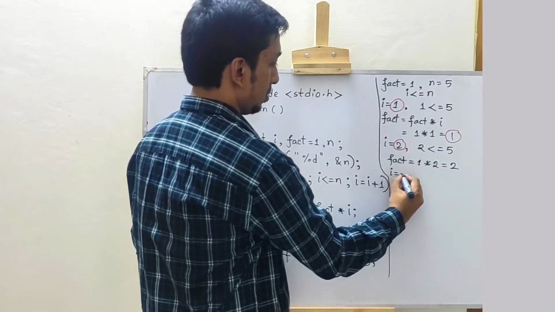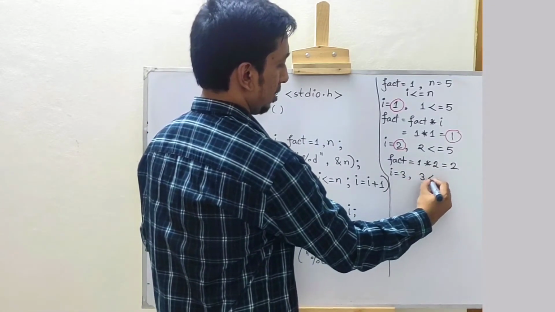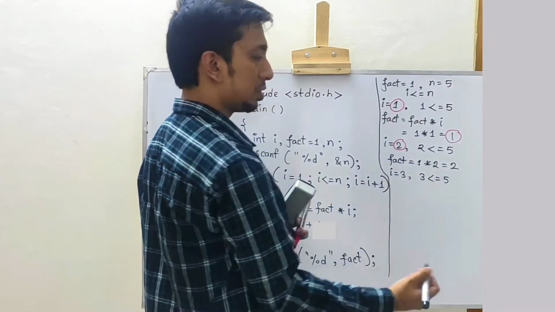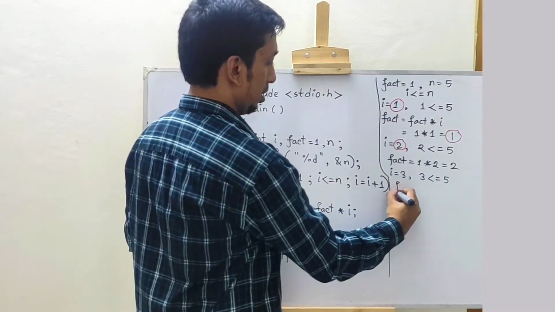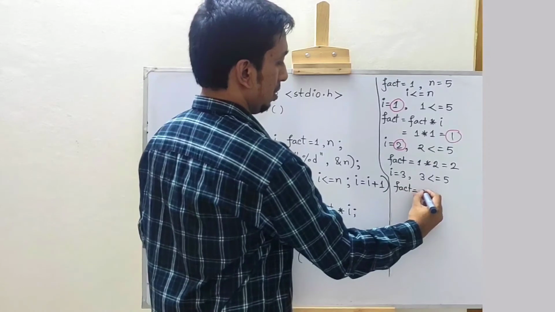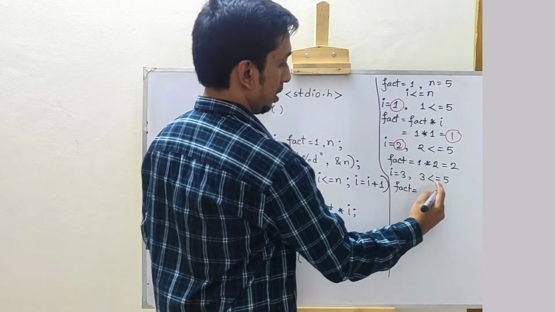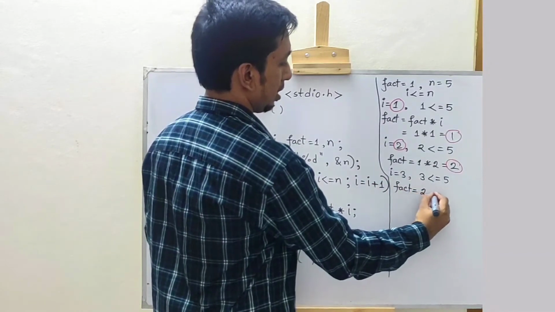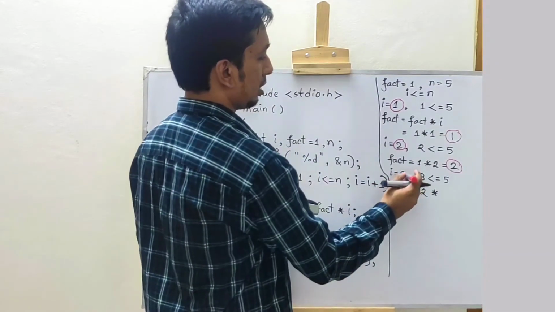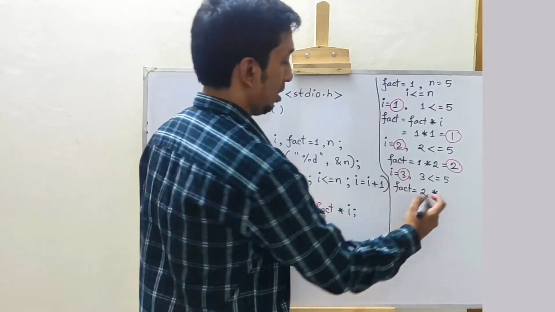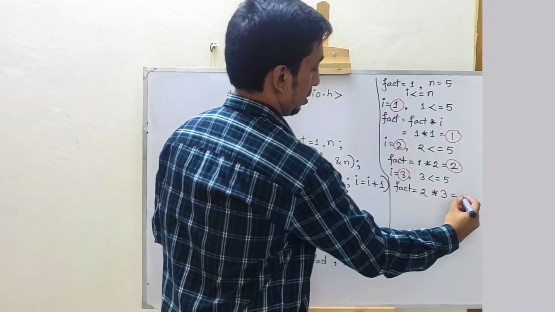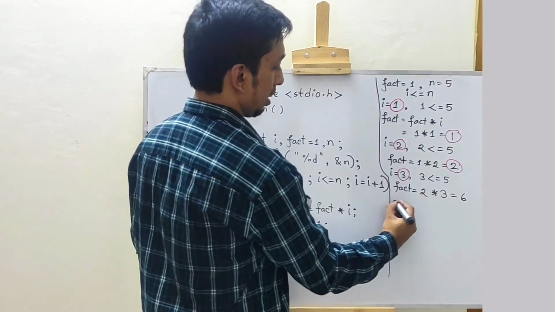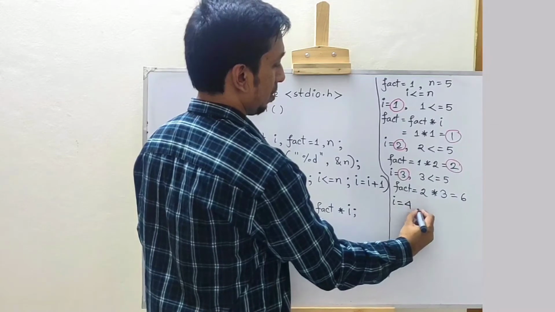I is equal to 3. 3 is less than or equal to 5. This condition is also true. Then fact is equal to fact into I. Here the factorial value you have to write is 2 and our value I is equal to 3. So we found here 6, and then again I is equal to 4.